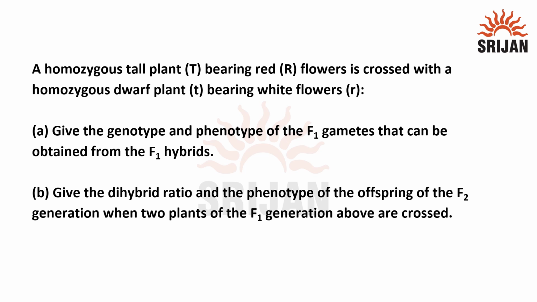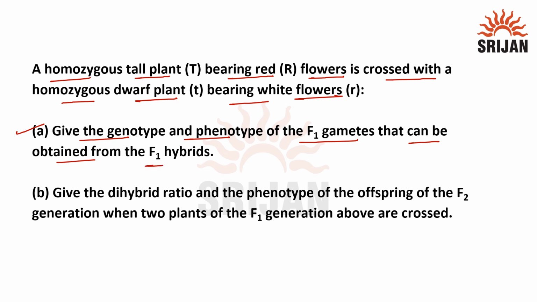The question is, a homozygous tall plant bearing red flowers is crossed with a homozygous dwarf plant bearing white flowers. A. Give the genotype and phenotype of the F1 gametes that can be obtained from the F1 hybrids. B. Give the dihybrid ratio and the phenotype of the offspring of F2 generation when two plants of F1 generation above are crossed. So here let's understand the genotype of parents.